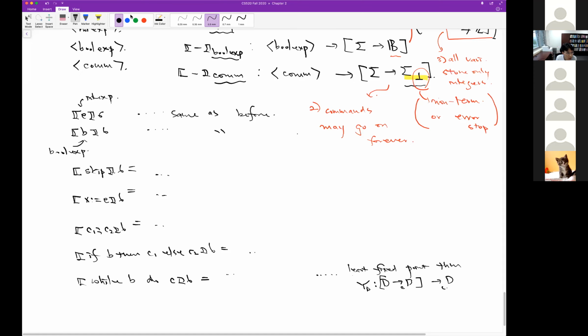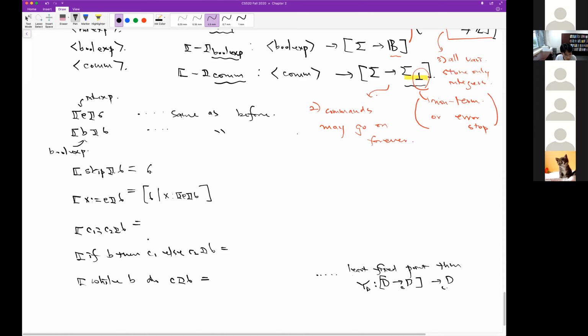Okay, so let me tell you how you can solve this. Just erase all this. The first 4 cases are quite easy. For skip, we shouldn't do anything. Given input state sigma, the output state should be identical to sigma. For assignment, given state sigma, we have to update the value of variable x with the value of expression e. So the output state is sigma where the variable x is now bound to the new value, which is the value of expression e.